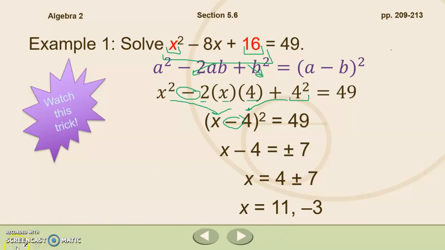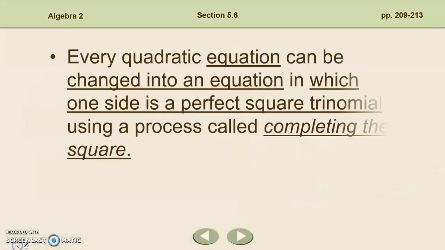So that's great when we're working with quadratics or equations that already have perfect squares. But what about when they don't have perfect squares? Well, I've got some good news for you.